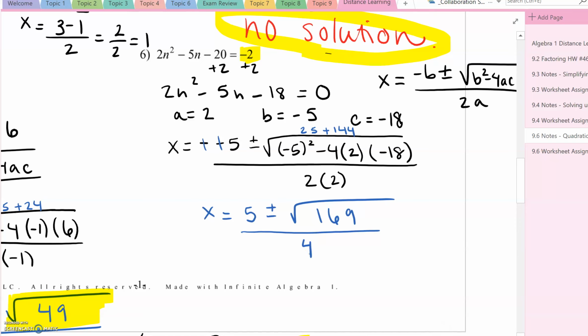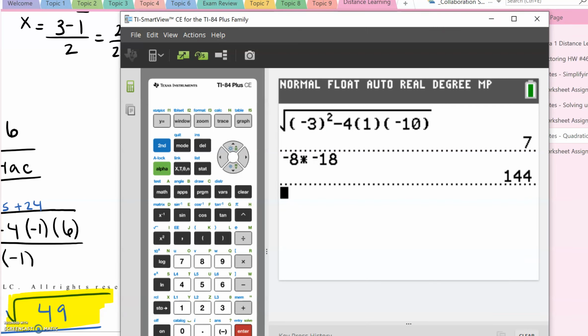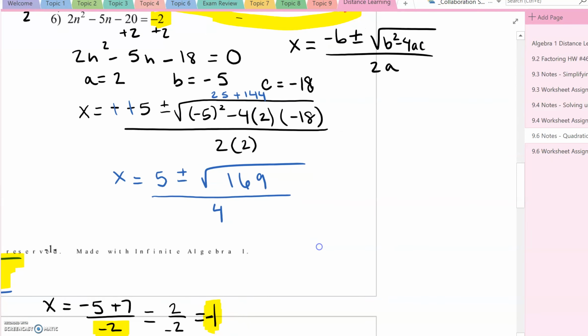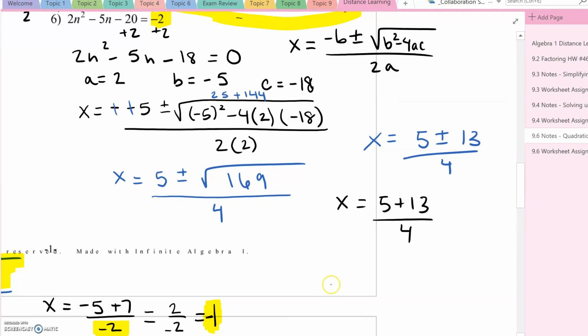169 might not be a number you have your perfect squares memorized for, but that is actually a perfect square. So the square root of 169 is 13. I know some of you might not have that memorized because maybe you only had to memorize up to 12. So we get x equals 5 plus or minus 13 all over 4. So let's break that into our two answers here. X equals 5 plus 13 over 4, and x equals 5 minus 13 over 4.